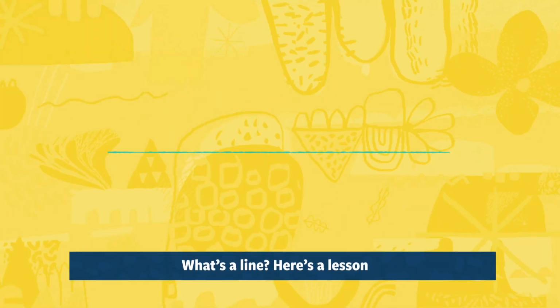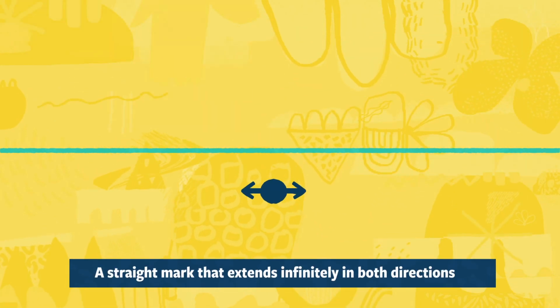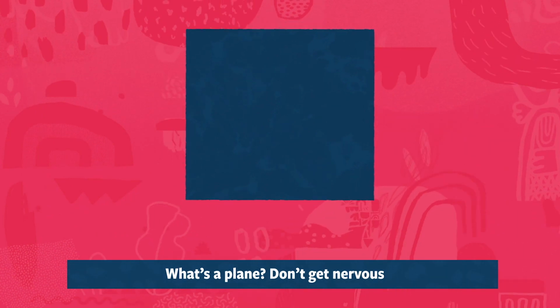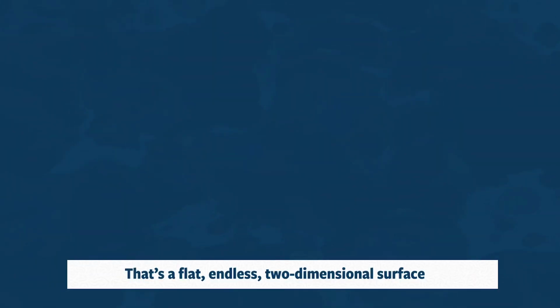Look. What's a line? Here's a lesson. A straight mark that extends infinitely in both directions. What's a plane? Don't get nervous. That's a flat, endless, two-dimensional surface.